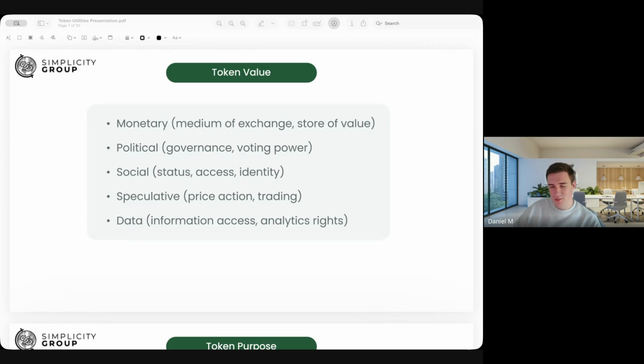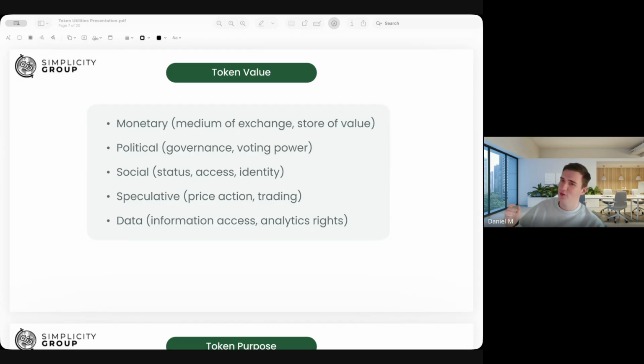Social also sort of applies to meme coins as well. In some cases, if you hold a Retardio coin, you're part of that social circle. And there are some cult-like communities which also hold that social status if you hold the coin. And then there's speculative, which is purely just the price action and trading. People are buying purely because they believe the price will go up. And again, this is more so for meme coins, but there's speculative value across the entire crypto asset class.